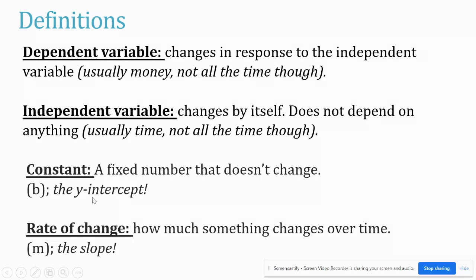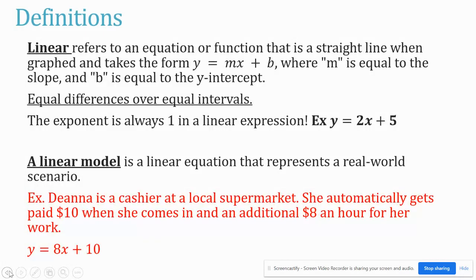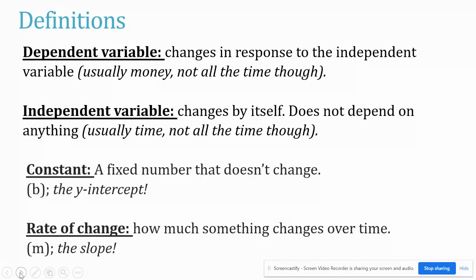Then we have rate of change, how much something changes over time, and that is the slope. So remember, slope and rate of change mean the same thing. So for example, if you make $8 an hour like Deanna did, that is a rate of change because you make $8 the first hour, then you make $16 for the second. So you add 8 each time. So that changes based on how many hours you work. The constant, that $10, just to go back to that slide, this $10, she automatically gets paid as long as she comes in. So she can work 2 hours, doesn't matter, she'll still at least get $10. Okay, so that's important to keep in mind.